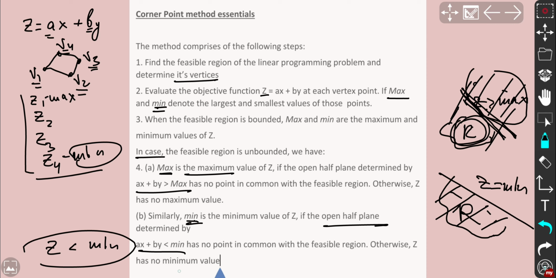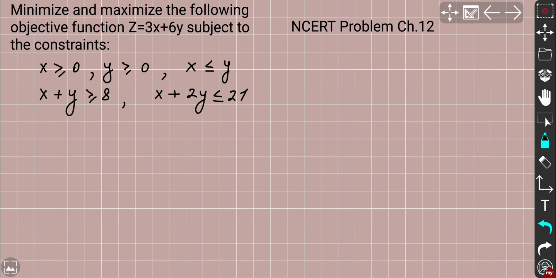Okay, it's better to see on the example, and here is what I've got. So that's an NCERT problem, chapter 12, if you have the reference to your book, guys. But I decided to set up my own example. So here we have the problem, so you need to minimize and maximize the following objective function with the equation z equals 3x plus 6y, and it's subject to constraints. So those constraints you can see here.